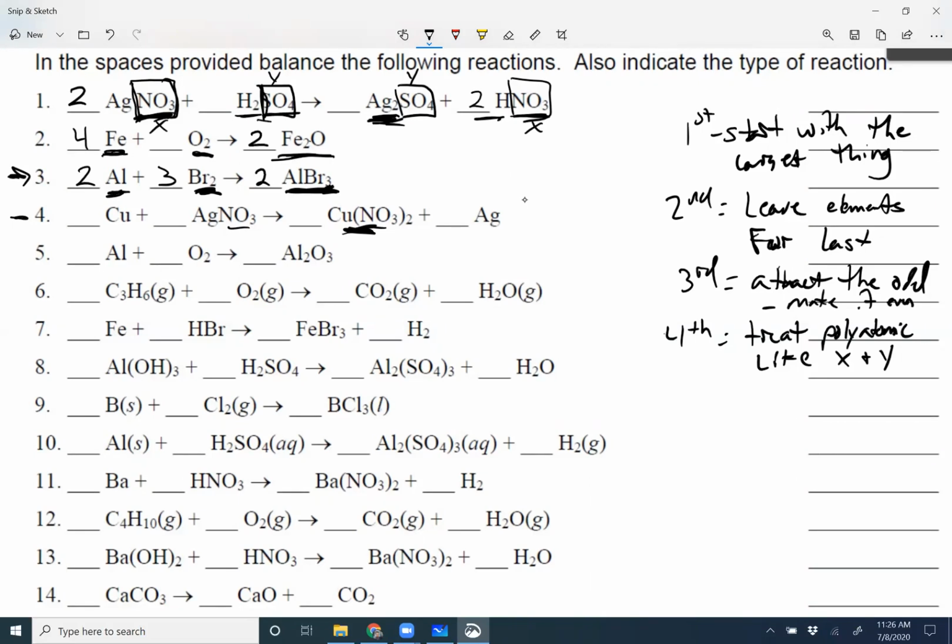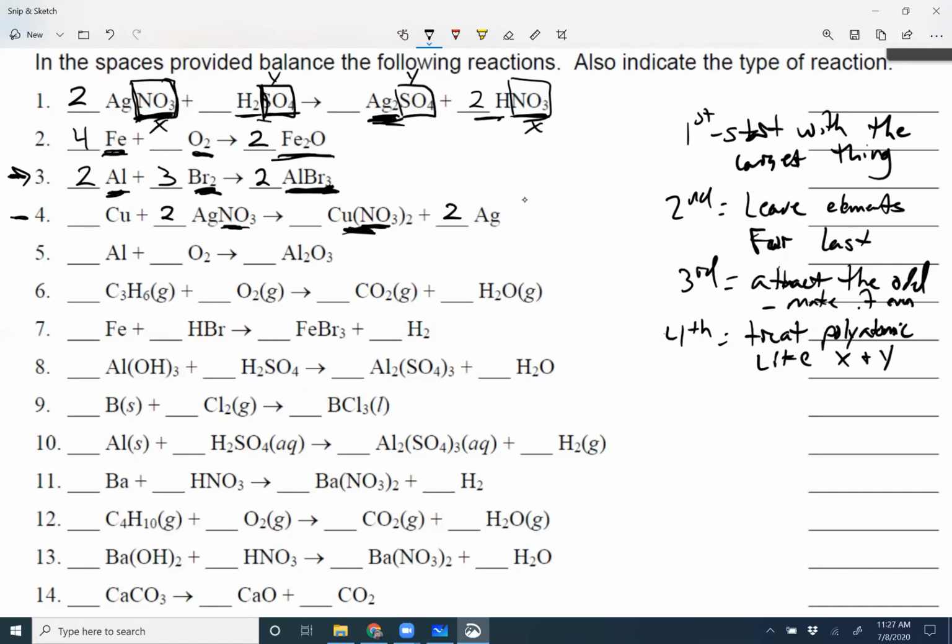So we're going to go down to this, and we're just going to balance up our nitrates. There are 2 nitrates here. There's only 1 nitrate there, so we're going to put a 2. And then tip number 2 said, okay, now we can start worrying about copper and silver. Well, we don't have to do anything to copper, so all we need is a 2 there to balance the silver. Pretty simple.